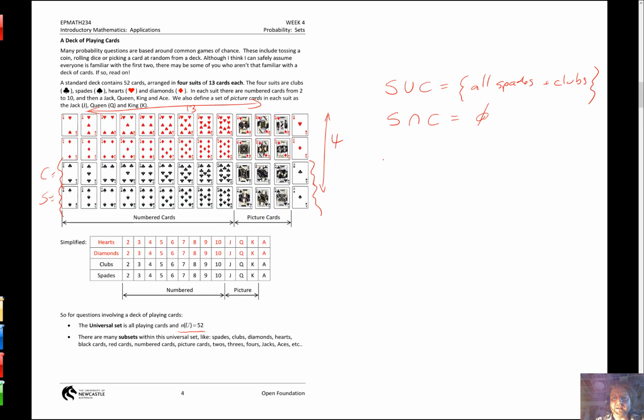Hearts intersect with aces. Hearts is all of these. Aces, where'd it go? Aces are all of these. What's the intersection? What's the only card that's in both? There's only one unit in this. The ace of hearts is the intersection. It's the only card that is both a heart and an ace.